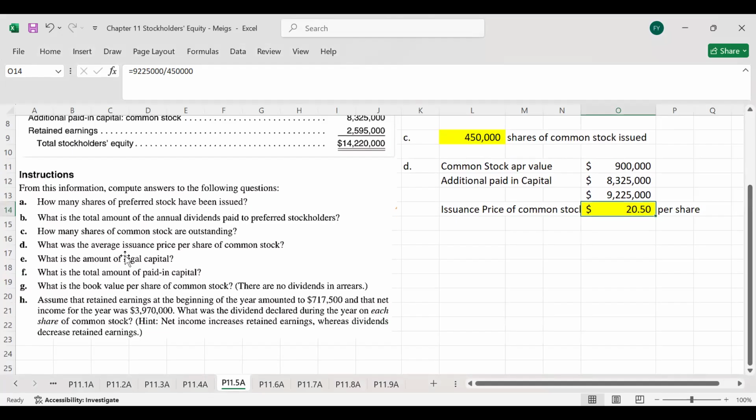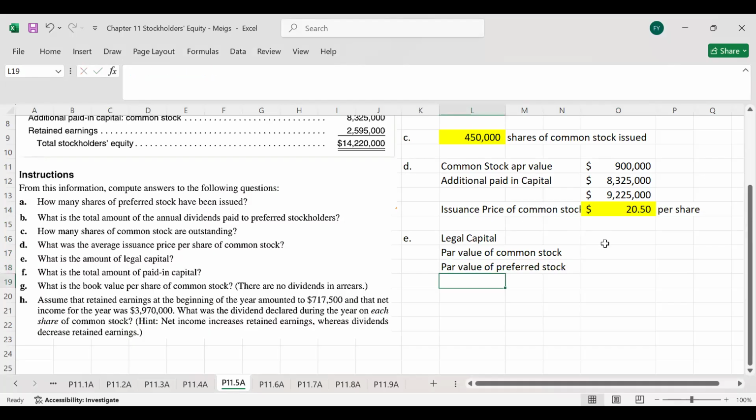What is the amount of legal capital? Legal capital basically represents the par value. The par value represents the legal capital or legal value. So in requirement E, we have legal capital. The par value of common stock as well as the par value of preferred stock represent legal value.